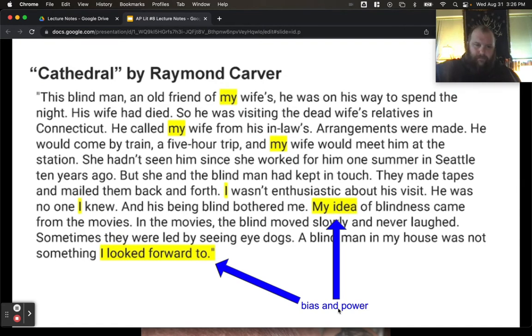This narrator is even indirectly in some ways asserting power, saying, I do not look forward to this visit. Asserting themselves in the events that are taking place. And so one thing that we need to take away from this is that first person, while there are many, many strengths, which we'll talk about in a moment, there are weaknesses, and they can be bias, power, right?